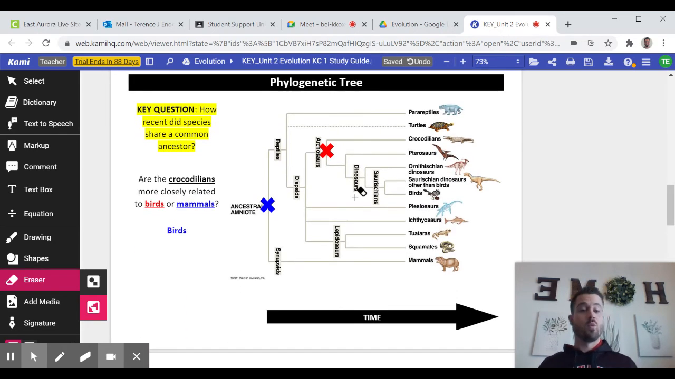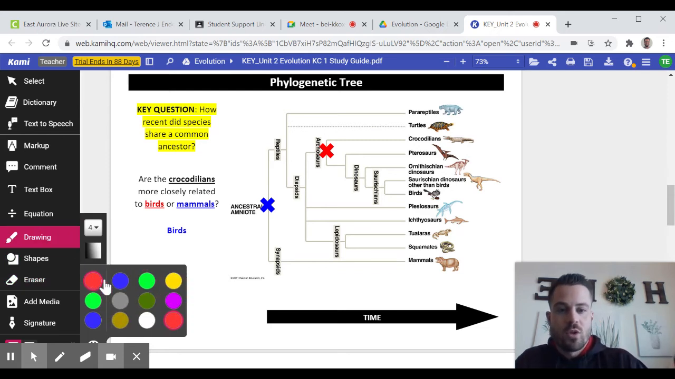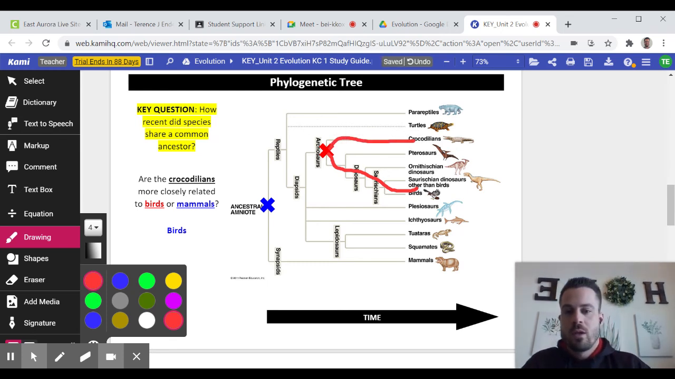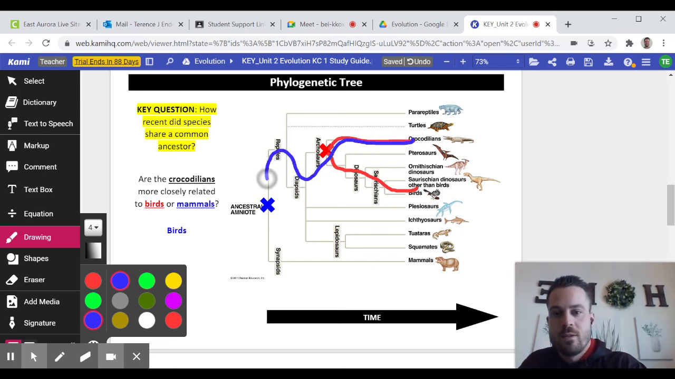All right, we're going to go down here and do one more example. Are the crocodilians more closely related to birds or mammals? So I marked the common ancestors for us, and you should by now know how to do this. Find the common ancestor. You just go down the tree back in time. For mammals, for crocodiles, would have been there and there.